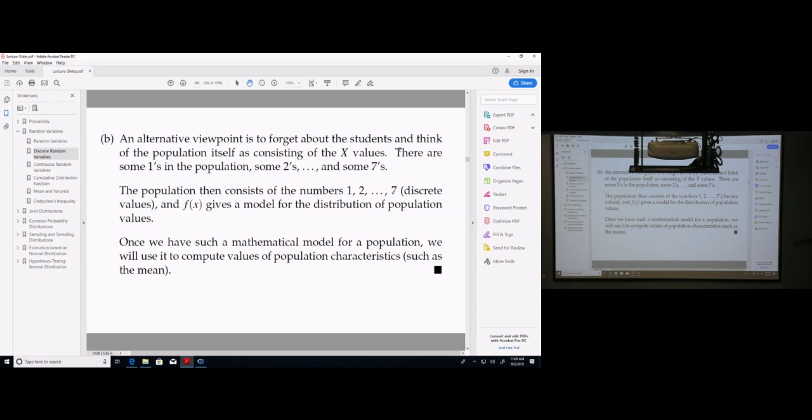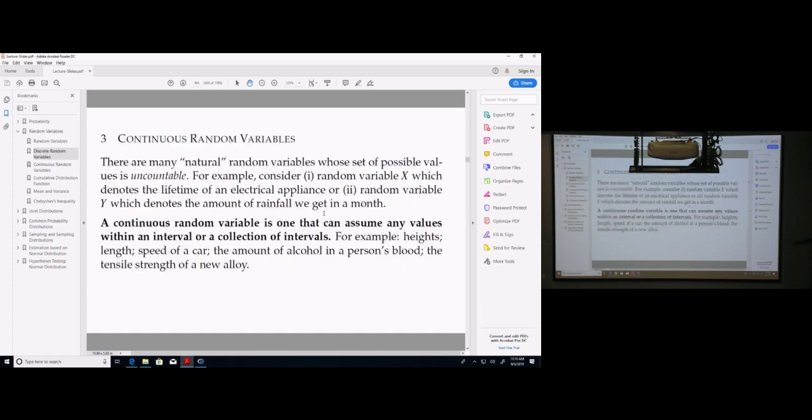So this is just a different view. The population then consists of the numbers 1, 2, up to 7. And f of x gives a model for the distribution of the population values. Once we have such a mathematical model for a population, we will use it to compute values of the population characteristics, such as the mean. So this is just paving the way for why we are defining the expectation or the mean of a population in this manner. We will come back to it when we get into expectations, I think 2 or 3 sections down.